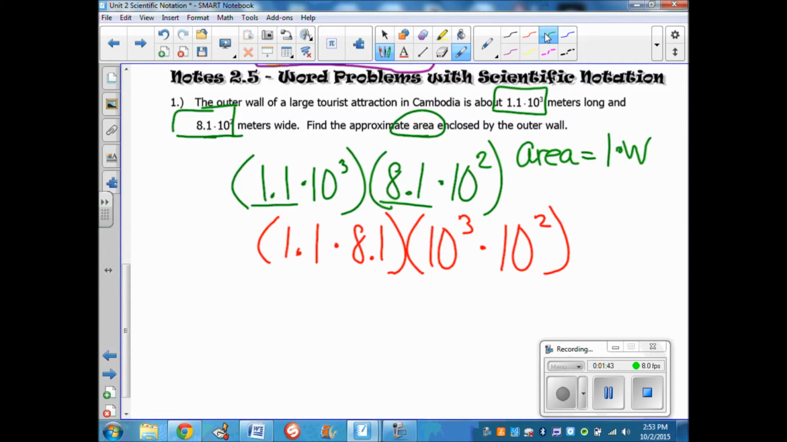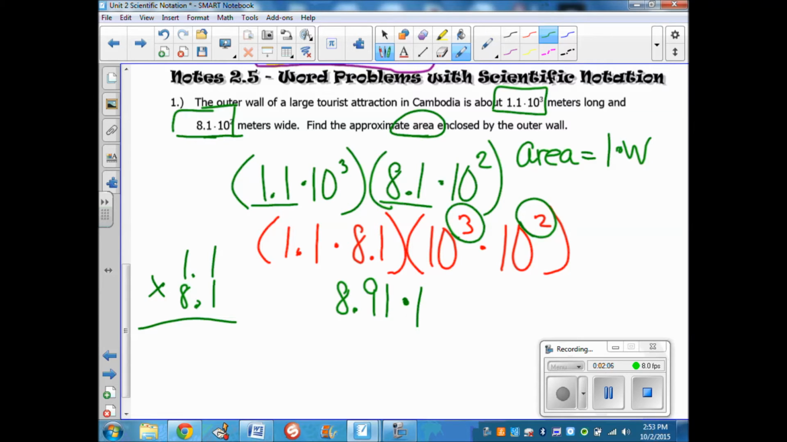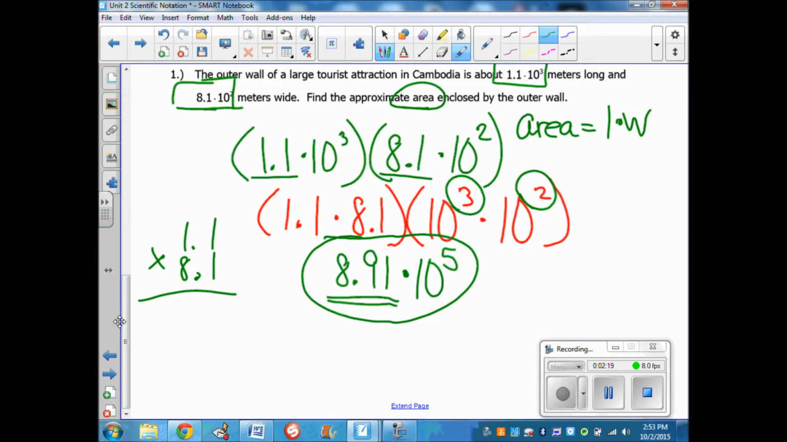So now let's do some calculation. 1.1 times 8.1. Go right to your calculator to do that. You should get 8.91 times, now 10 to the third times 10 to the second is 10 to the fifth. Examine your final answer, look at your coefficient. Is that between 1 and 10? It is. There's our answer. There's the area because we used multiplication.